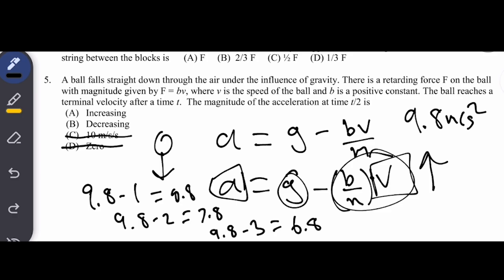And since the acceleration is decreasing because the velocity increases, we know that at time t over 2, so halfway to the terminal velocity, the magnitude of the acceleration is going to be decreasing, which leads us to choice B, because choice A is incorrect because it's saying increasing, which is not true. That'd be true if the velocity was decreasing over time, but that is not true because as the ball is falling, it's getting faster and faster and faster, leading to this gravity constant getting subtracted by a bigger number as time goes on, causing acceleration to decrease.